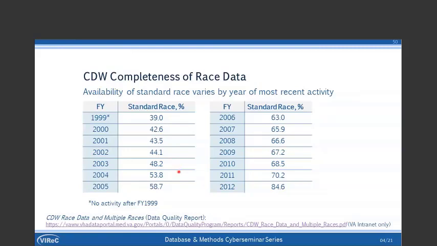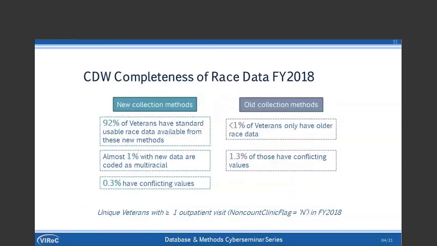Once we implemented the data collection changes around 2003, the amount of non-missing data has improved dramatically. Here in 2012, about 85% had data available. As of 2018, it's about 92%. That's about where we are now.